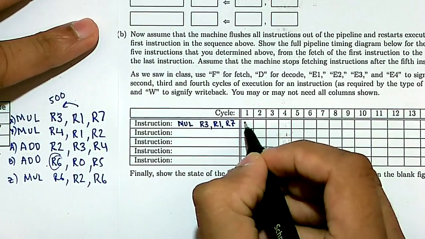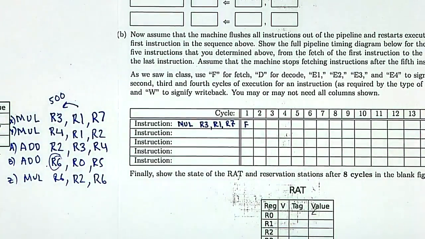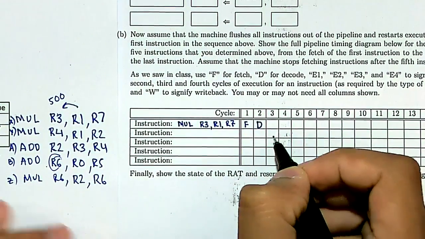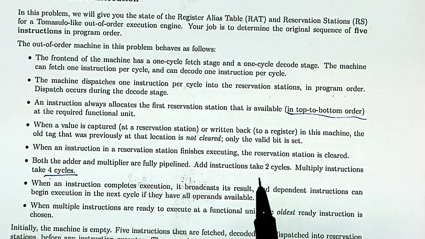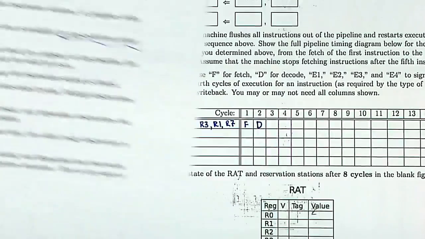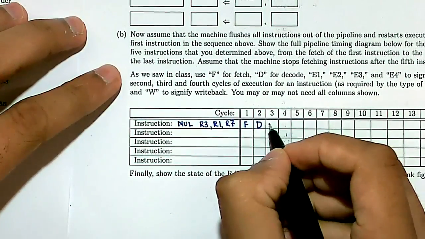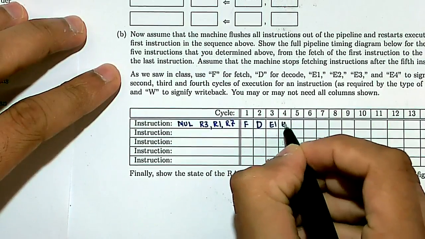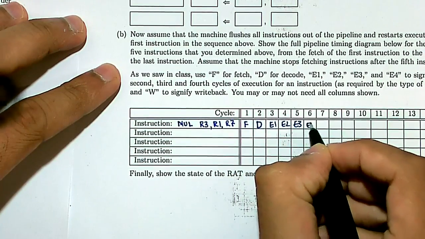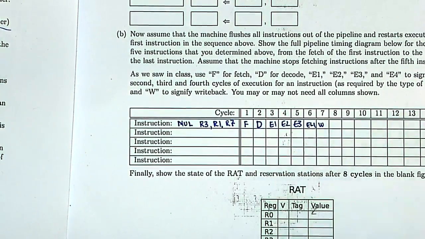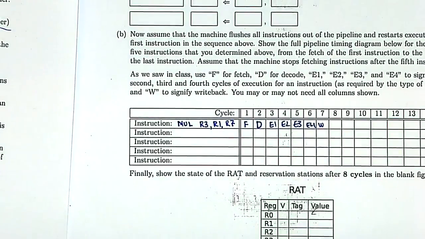The first cycle is going to be spent fetching this multiply instruction, and because the machine has just started, there's nothing to block that from happening. We fetch the instruction, we decode the instruction, which, again, the text said also puts it in the reservation station. Then the multiply takes 4 cycles, so we have 4 execute cycles, E1, E2, E3, E4, and then a write back. So the multiply instruction takes 7 cycles total.